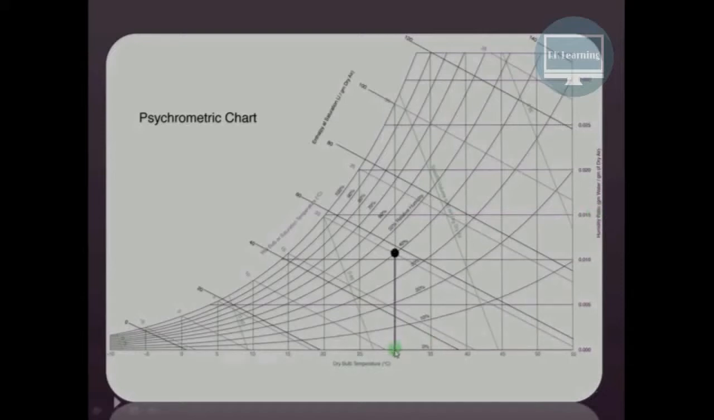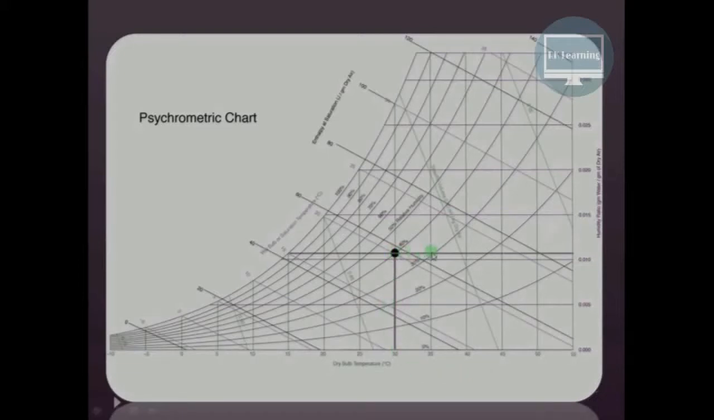As shown over here, we have taken into consideration the dry bulb temperature of 30 degrees centigrade and relative humidity of 40%. So draw a vertical line from this 30 degrees centigrade till it intersects the 40% relative humidity line. Now, once we know this particular point, we can easily find out the various other thermodynamic properties of the air. So let us see how to find out those properties.